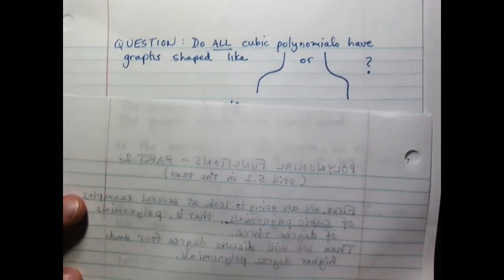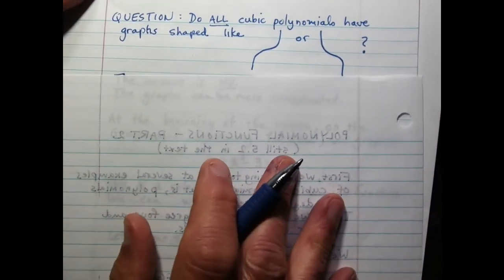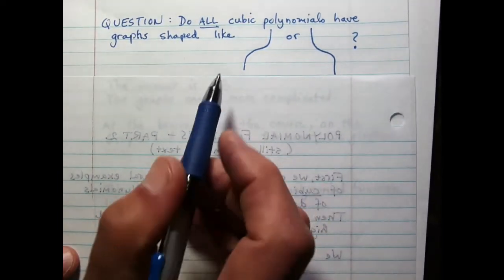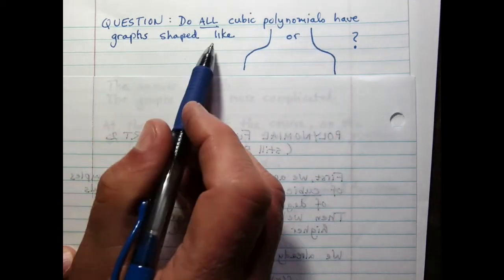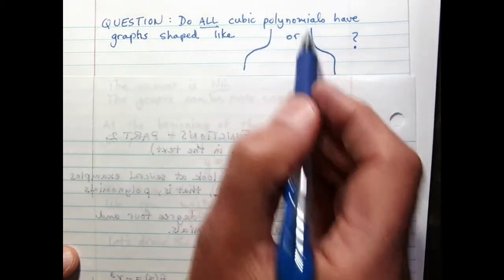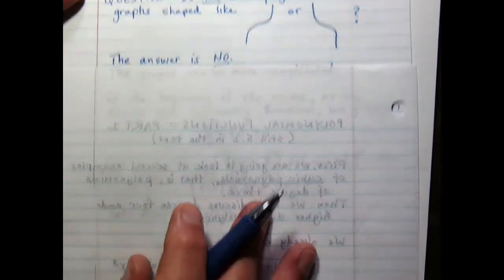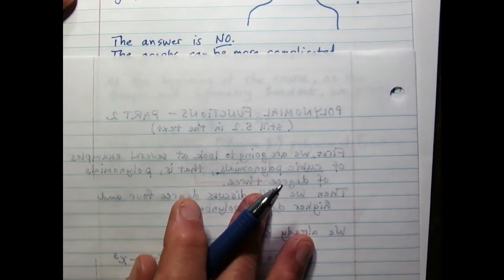So let's ask this question next. After those few examples that we looked at, the question is, do all cubic third-degree polynomials have graphs shaped like this or like that? The 3 examples we've looked at so far in this video each had one of those 2 shapes. And the answer is no. The shapes can get more complicated.